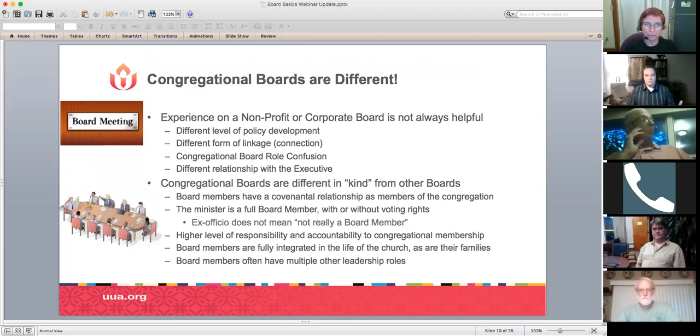I've met maybe 3 people who are serving on boards of Unitarian Universalist congregations who, when I ask the question, is being a board member your only role, can say yes. And so there is much more role confusion in congregational boards than there is in other forms of boards. And there is also a different kind of relationship with the executive.